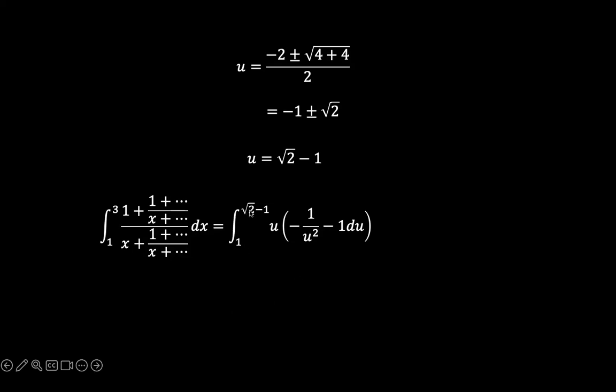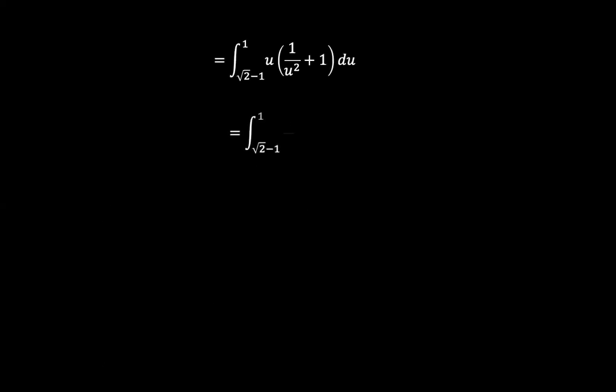And so our integral is therefore the same as, in place of 1, we have 1. In place of 3, we have square root of 2 minus 1. In place of the integrand, we have u. In place of dx, we have negative 1 over u squared minus 1 du. And you can pull out the negatives and then flip the limits so that we have the integral from root 2 minus 1 to 1 of u times 1 over u squared plus 1.